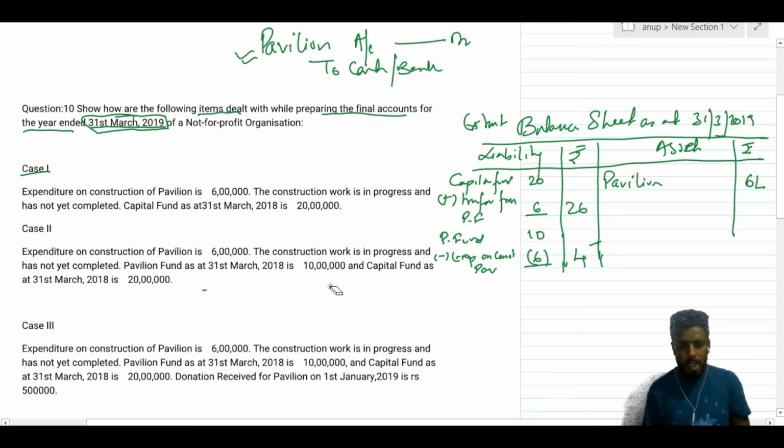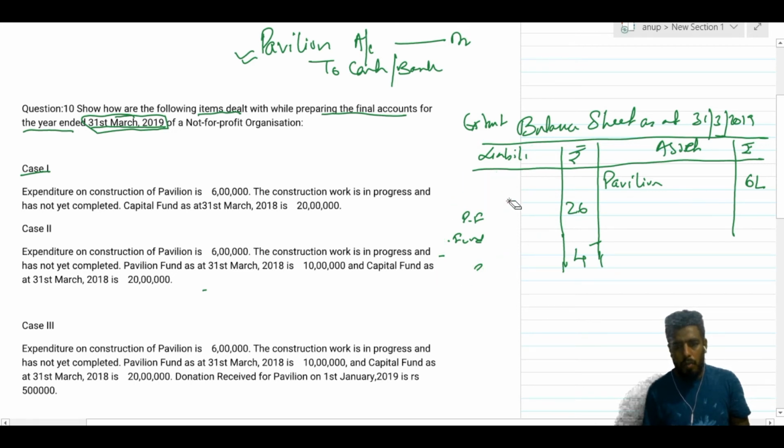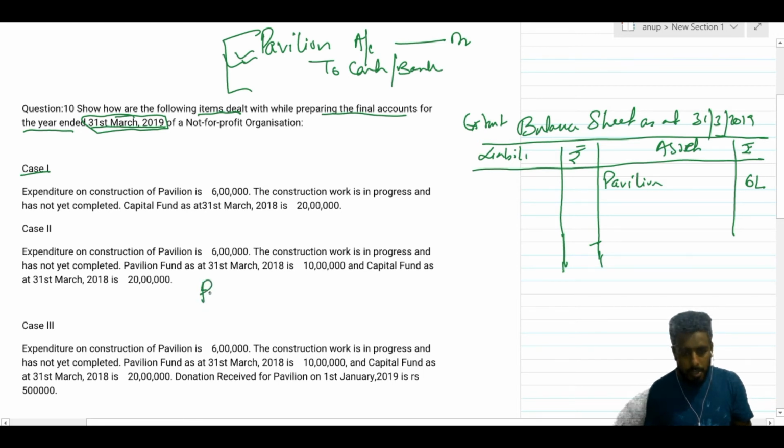However, the third case says that again there was a construction of pavilion of 6 lakh. This construction was work in progress and has not been completed. So the expenditure incurred on construction of pavilion will still remain the same. This will be the entry for expenditure on pavilion. And there is a pavilion fund already in the books of account of how much? 10 lakh.